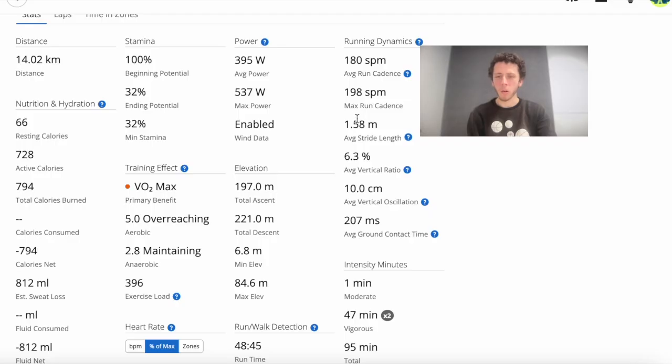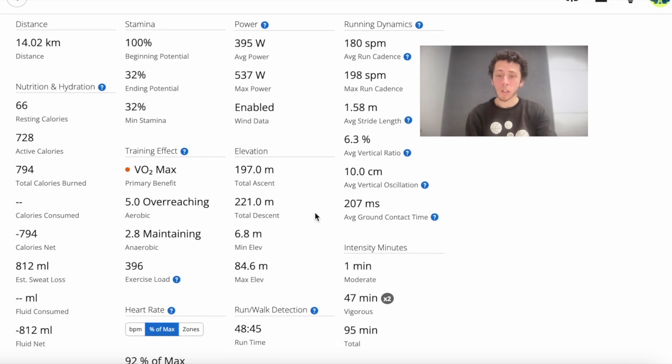1.58 meters on average stride length and an average vertical oscillation, which just means average vertical movement, was 10 centimeters. So if you convert it into your vertical ratio, that's 6.3%, which is relatively good. I'm happy, that's quite a low vertical ratio for a run that was this long and this hilly. So pretty happy with that.